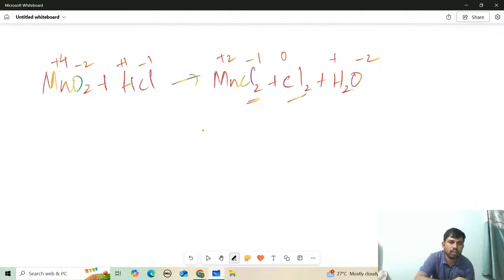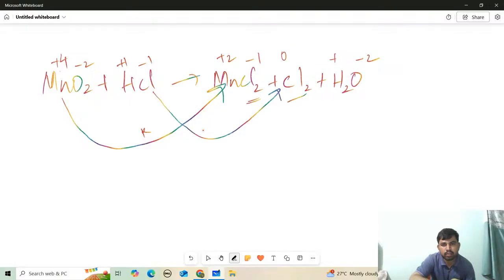So here what I can say, manganese is undergoing which process, decreasing in charge or increasing in charge? Decreasing in charge, we can say reduction. Similarly, decreasing in charge, correct? Correct. Okay. Decreasing. Similarly, you can see this chlorine.